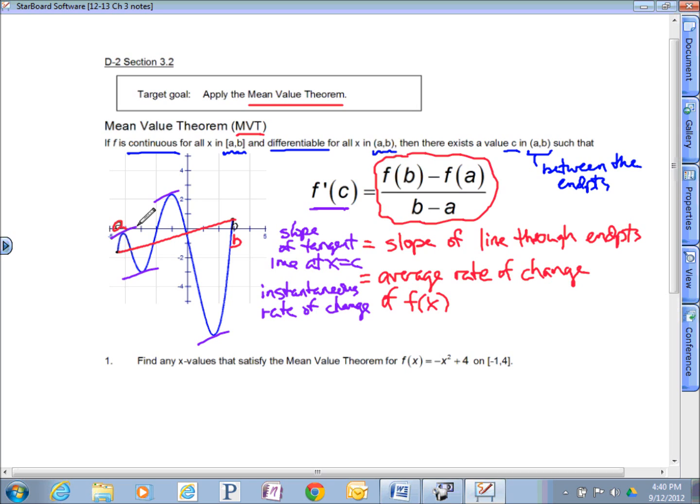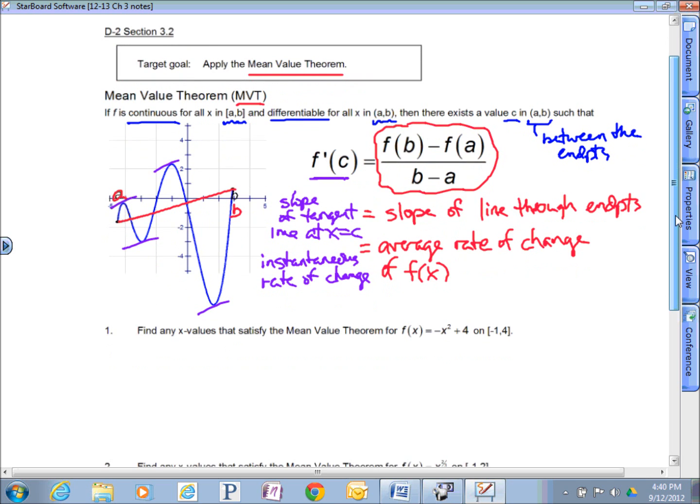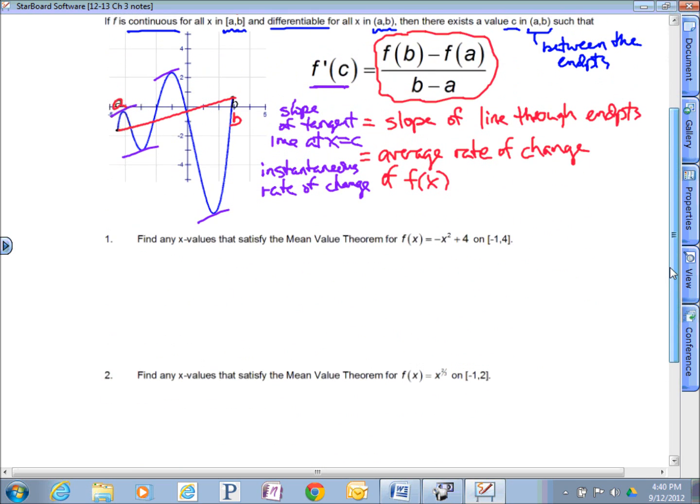Mean value theorem says if you have a continuous function that's differentiable for all the places between its endpoints, there's got to be at least one place where the slope of the tangent or slope of the purple lines match the slope of the red line. That's the idea. All right, so how do we do this algebraically? We just looked at how we would do it with a graph. How do we do it algebraically?